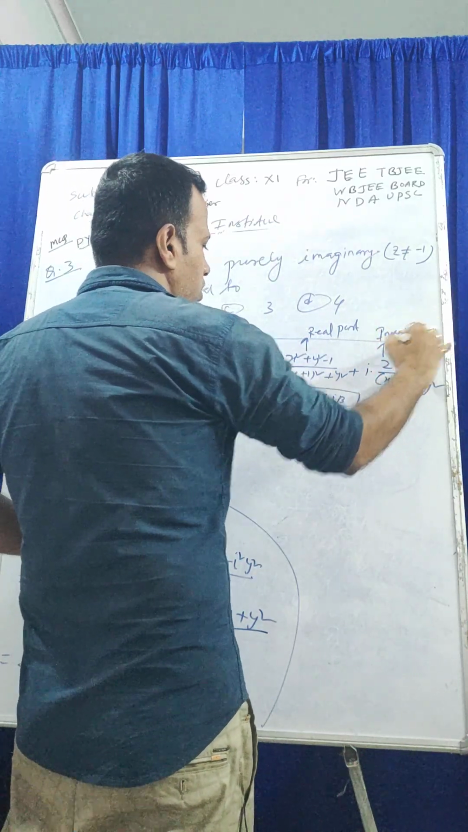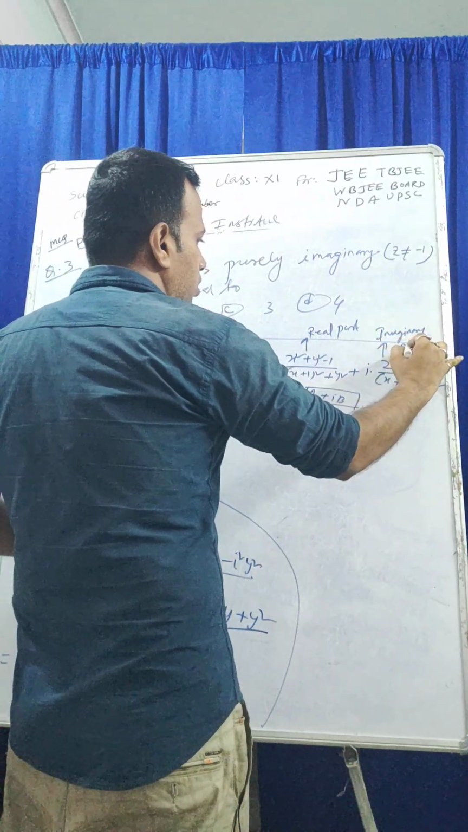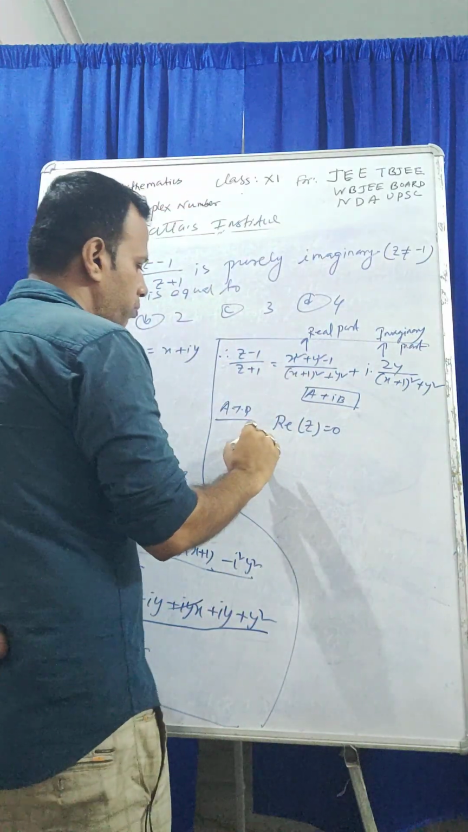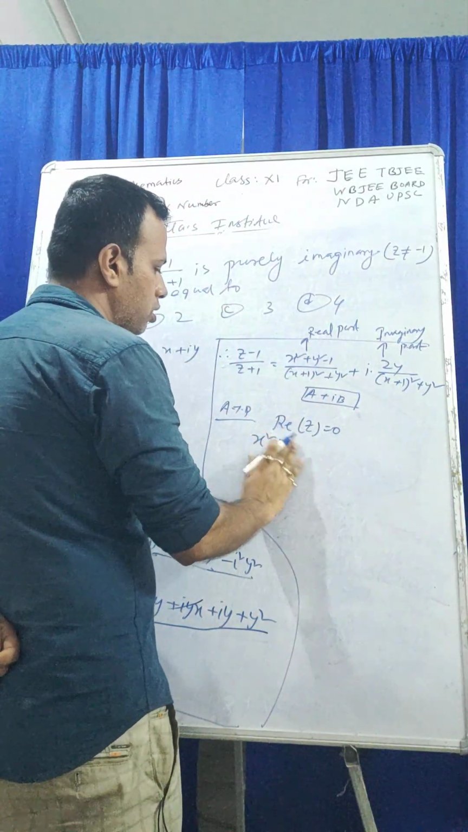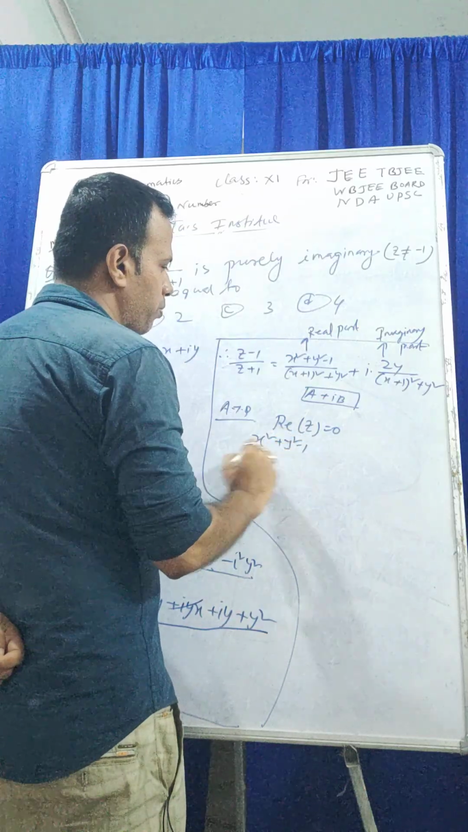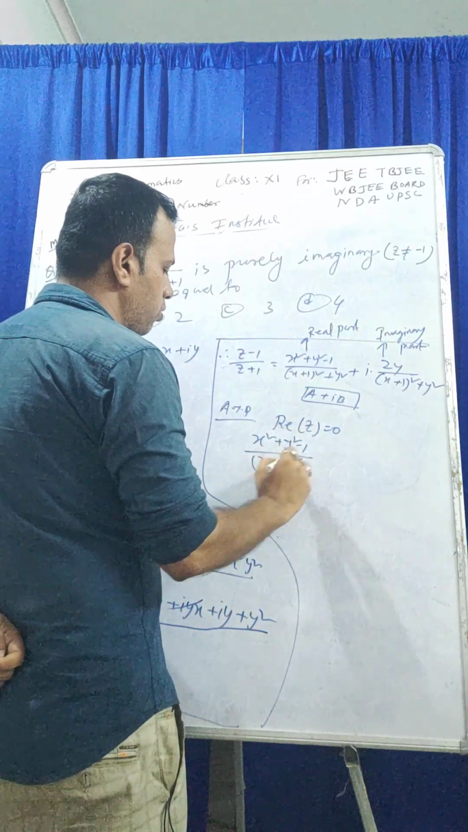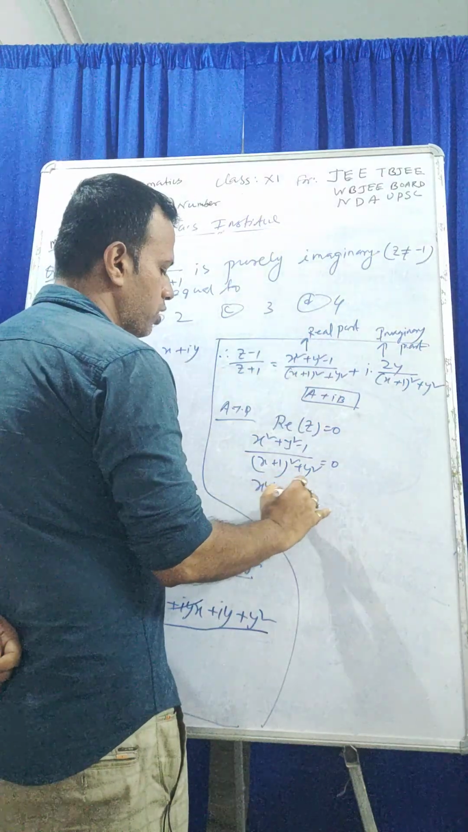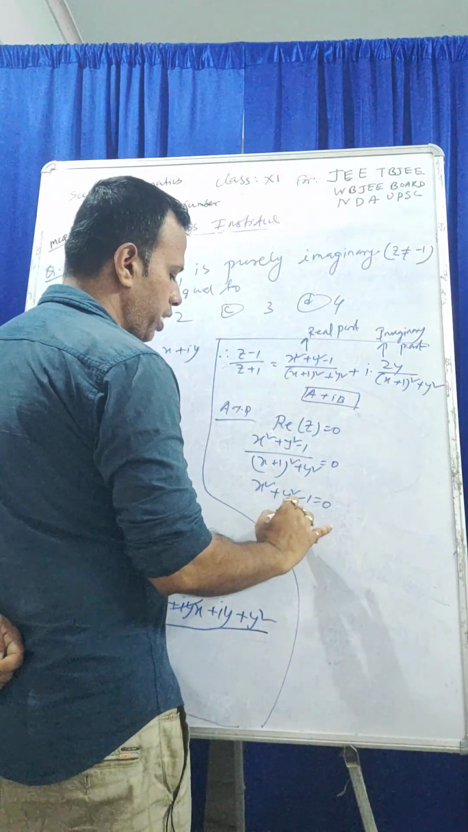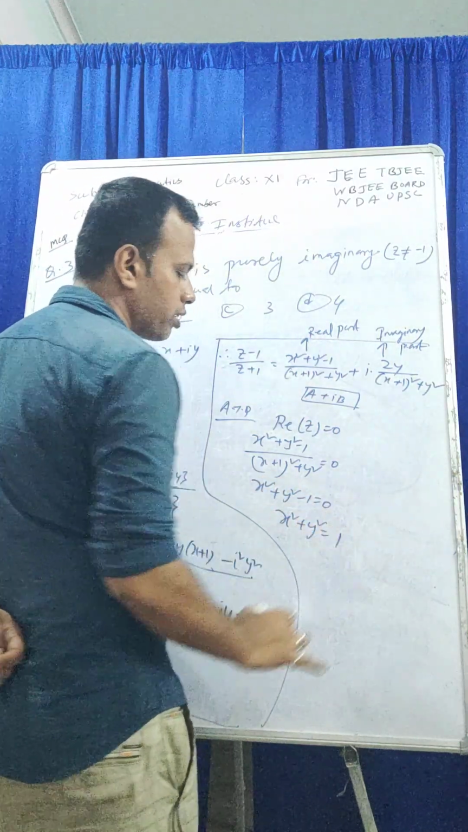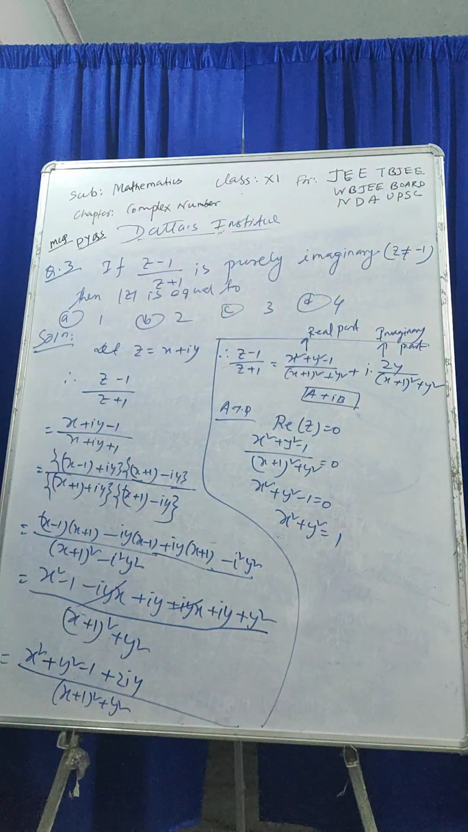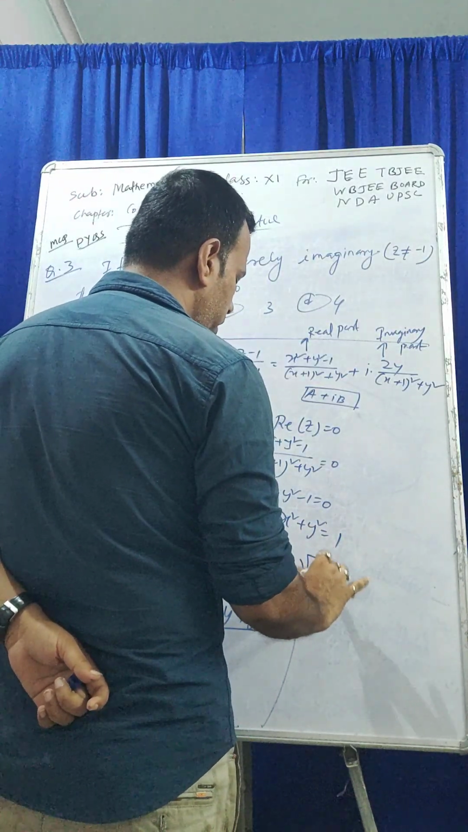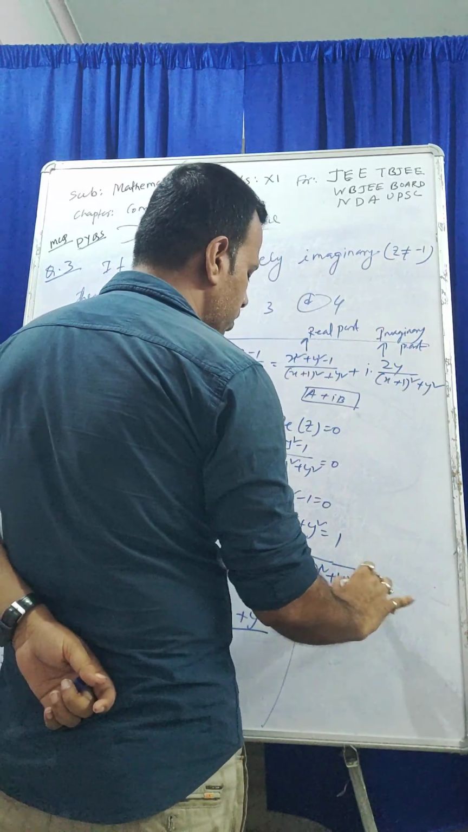Okay, imaginary part. Now according to the question, this real part will be 0, so it will become (x square plus y square minus 1) by ((x plus 1) whole square plus y square) is equal to 0. So it will be x square plus y square minus 1 equal to 0, so x square plus y square equal to 1.